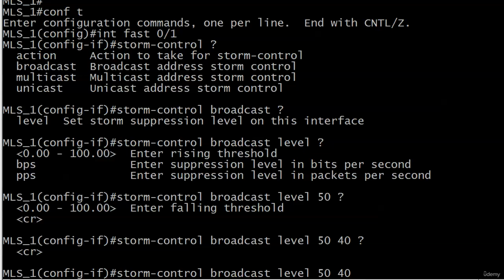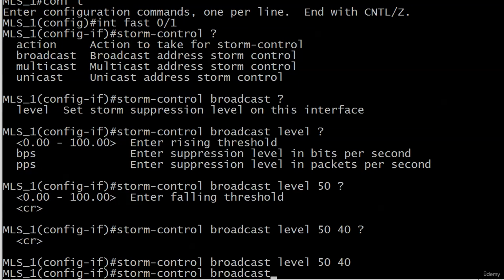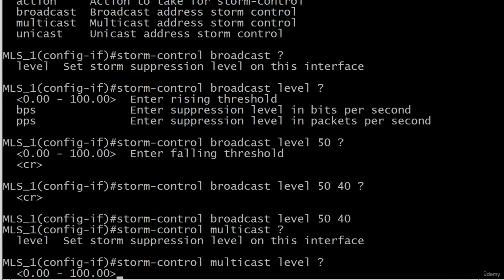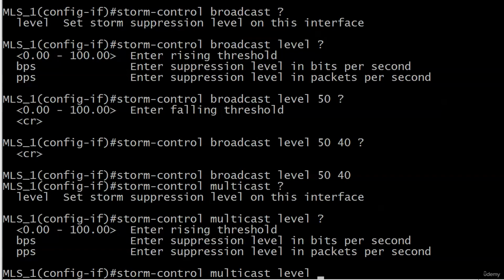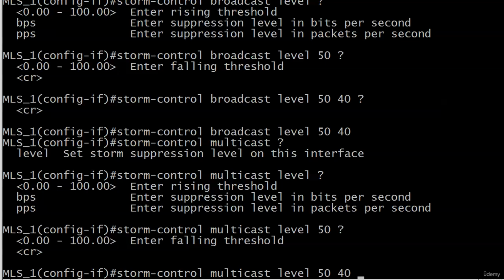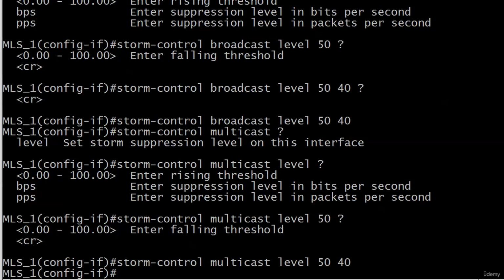Now, let's go ahead and just enter that. And I do want to show you that with multicast, it would be the exact same thing. Exact same thresholds. You don't have to set the same thresholds, but exact same options, I should say. 50, 40. We'll go ahead and put that in. And our unknown unicast.